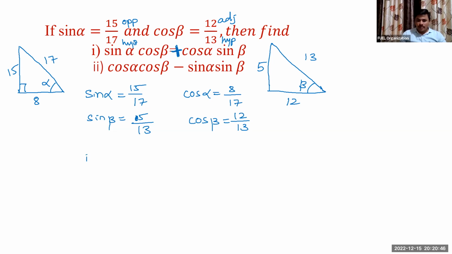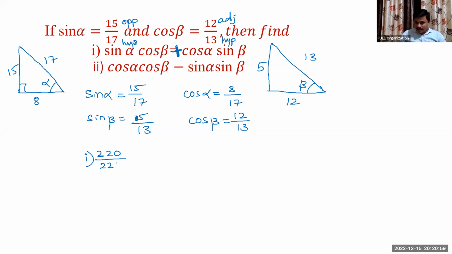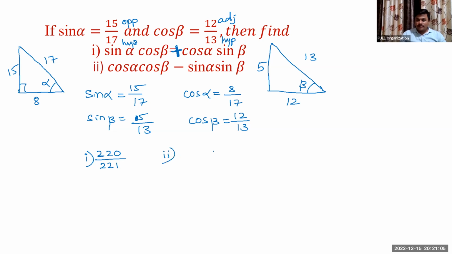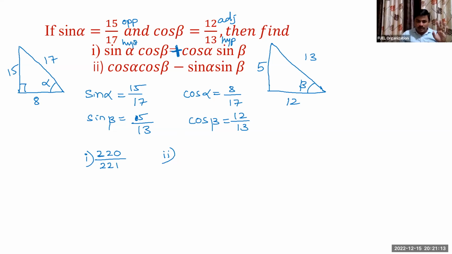What is the first answer? Sir, 220 by 221. Okay. And second answer? Currently doing. Okay. So those who are having doubt, you can raise your hand. I will solve it. I thought only simplification is there. This part you can do, so I left it like that. If you have a small doubt also, you can raise your hand. I will do the simplification.